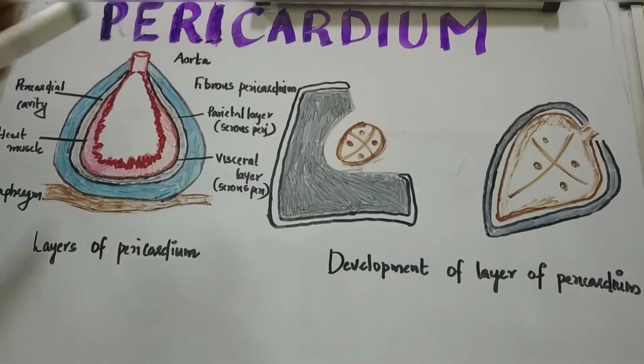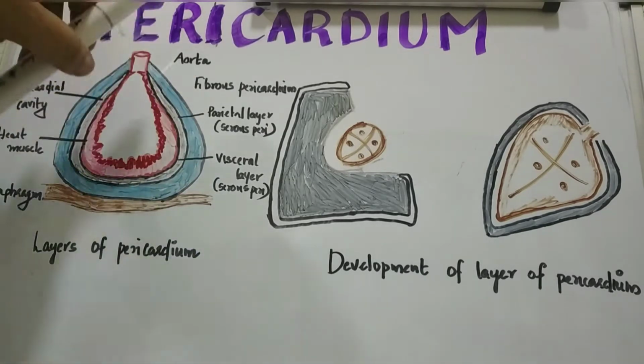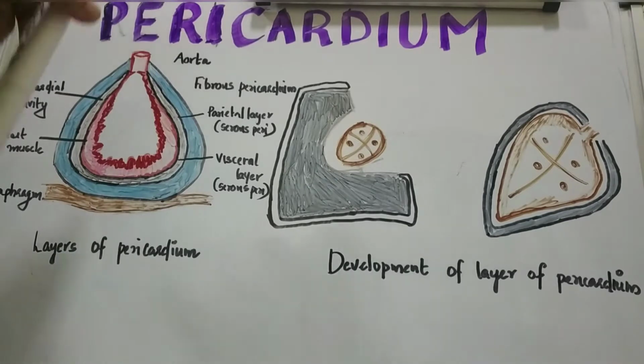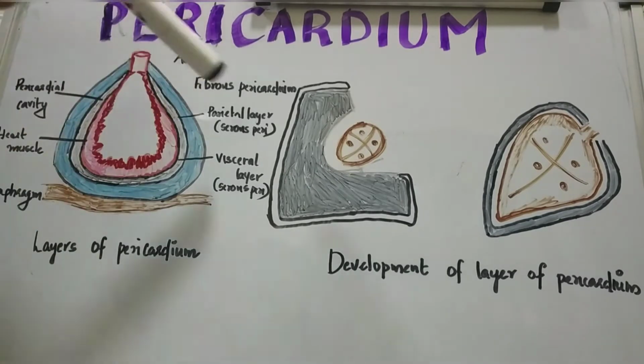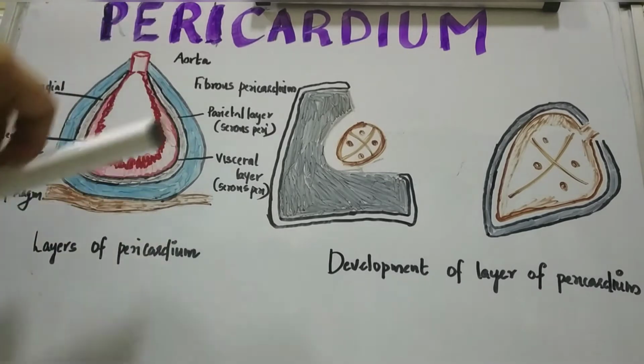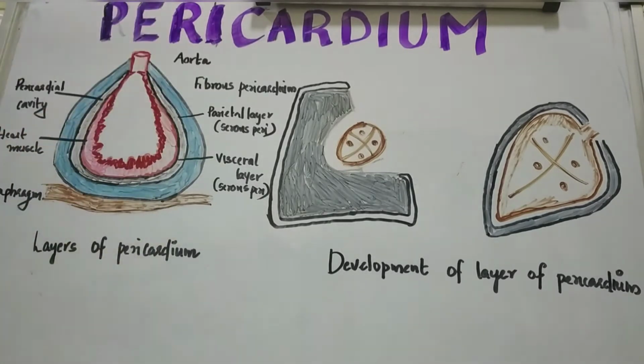Today we will discuss the pericardium. The pericardium is a covering that separates the heart from all other structures in the thoracic cavity. It is divided into two layers, the outer fibrous layer and the inner serous layer.